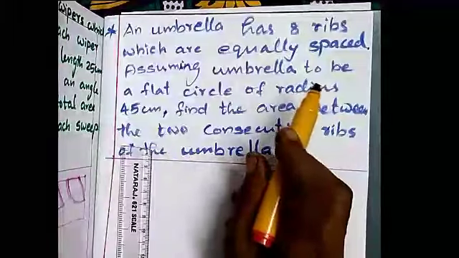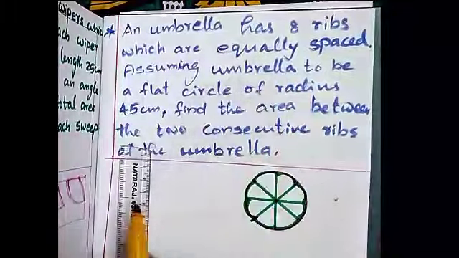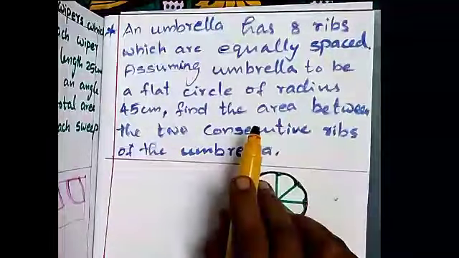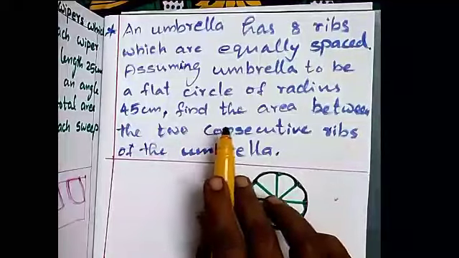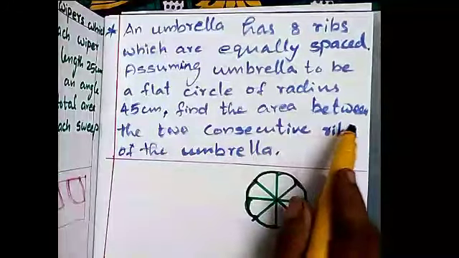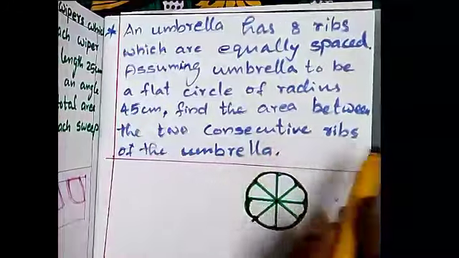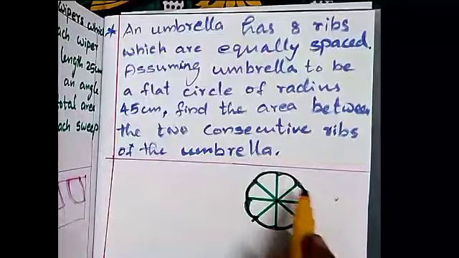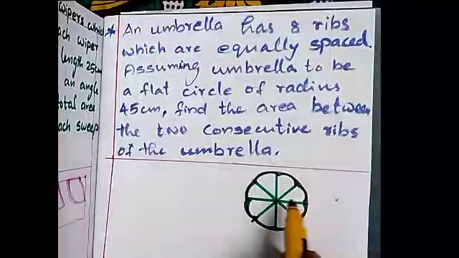An umbrella has 8 ribs which are equally spaced. Assuming the umbrella to be a flat circle of radius 45 centimeters, find the area between two consecutive ribs of the umbrella. So here one umbrella is given and 8 ribs are there.